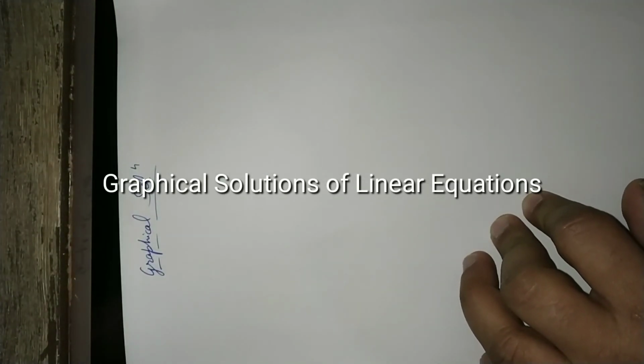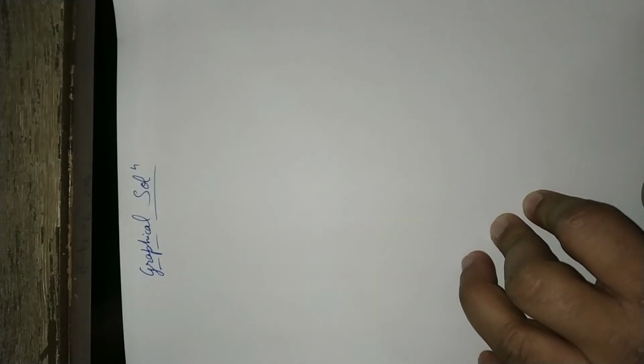Today we are going to study graphical solutions, that is, solution of simultaneous linear equations graphically, based on graphs. This is a very easy chapter, just that we know how to plot a line on a graph, which we have done in the previous chapter, chapter number 26, coordinate geometry. We will use that only.